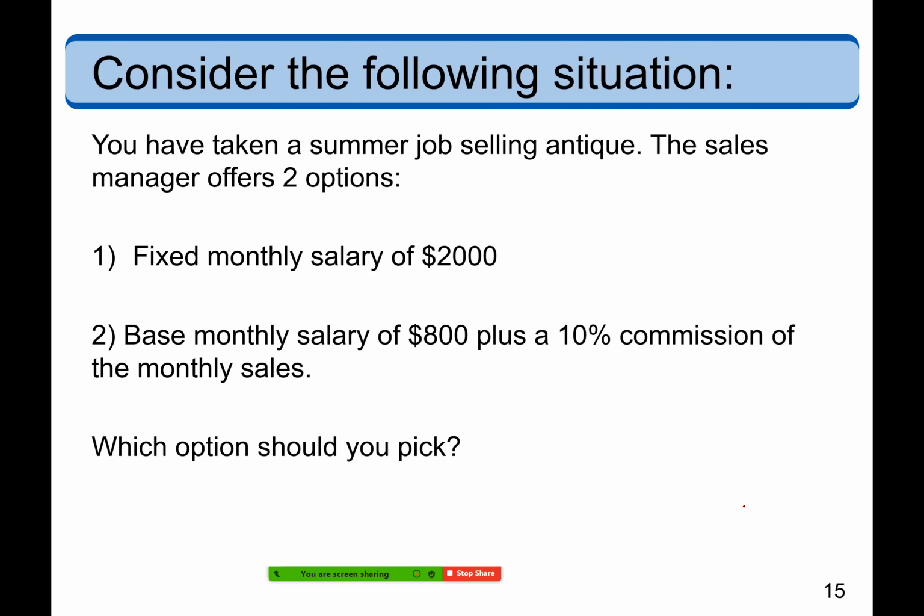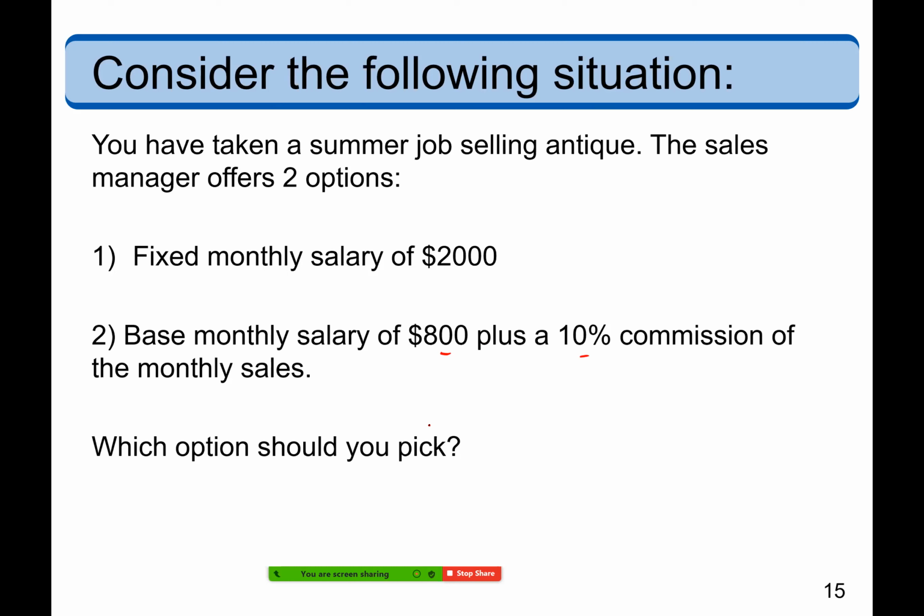Okay. Now let's consider the following situation, right? You have taken a summer job selling antiques, and the sales manager offers 2 options. The first option is a fixed monthly salary of $2,000. The second option is a base monthly salary of $800 plus 10% commission of the monthly sales. Which option should you pick?